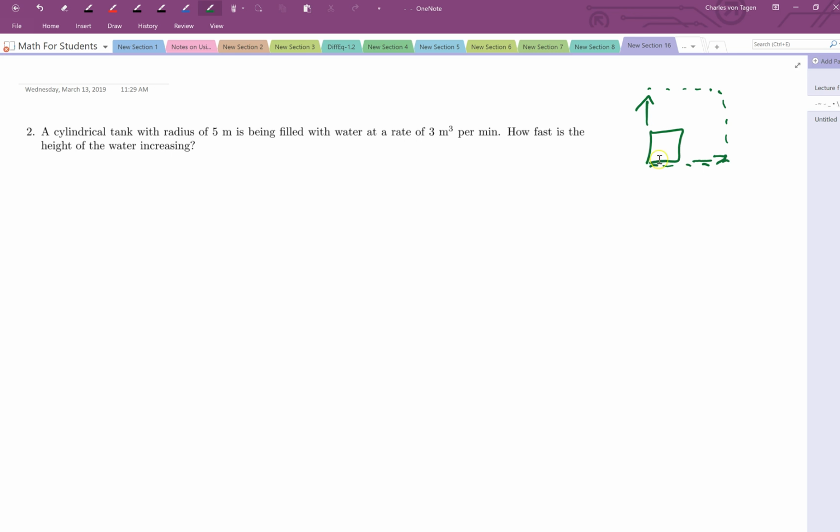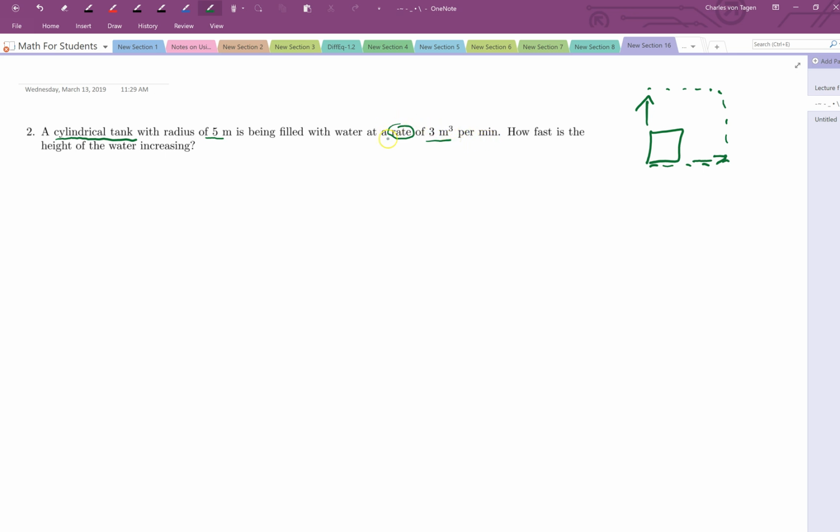A very similar problem. In this case, we have a cylindrical tank. It has a radius of 5 meters, and it is being filled with water at a rate of 3 meters cubed per minute. Okay. So in the last example, I emphasized that when you see this word rate, that's a rate of change. Well, it's a rate of change of what? It says for the cylindrical tank with a radius of 5 meters, it's being filled with water at a rate of 3 meters cubed per minute.